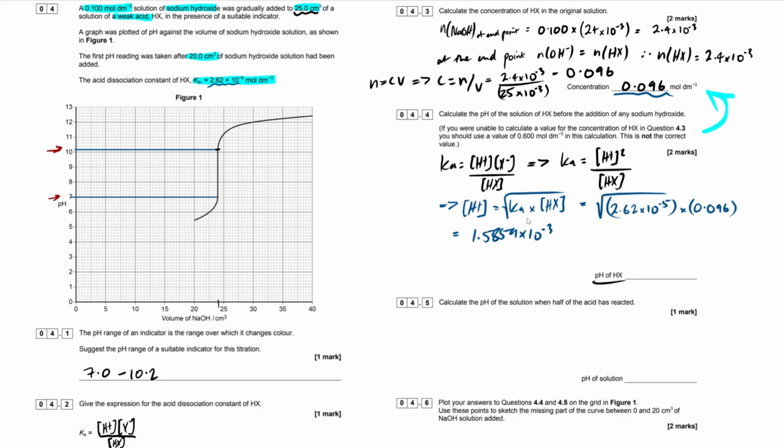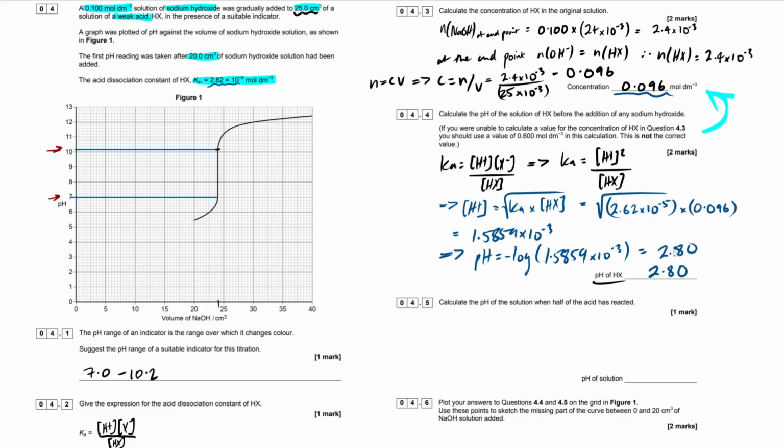Now what we're going to do is plug that into our pH expression like I said, and that will give us our pH. Minus log 1.5859 times 10 to the minus 3, and that will give us a pH of 2.80 to 2 decimal places.